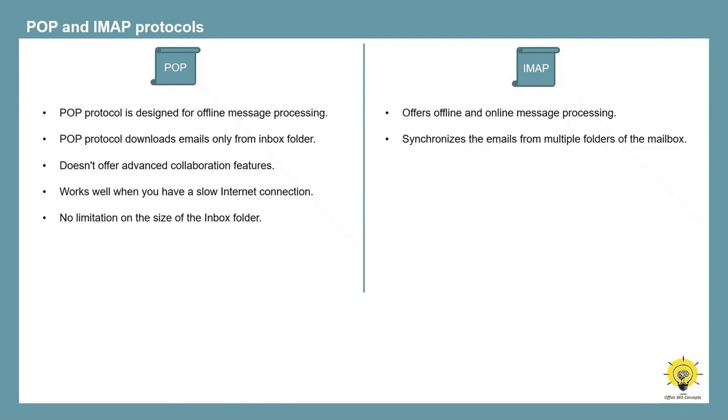IMAP can synchronize your emails from multiple folders of your mailbox. But when you are using IMAP protocol, if you delete an email from your mailbox, that email will be deleted from the email server as well, and you will not be able to recover those emails. Like POP protocol, IMAP protocol also doesn't support collaboration features like calendaring, contacts, and tasks. So these are the basics of POP and IMAP protocols. Now let's move towards our lab and configure IMAP and POP protocols in Exchange Server 2019.